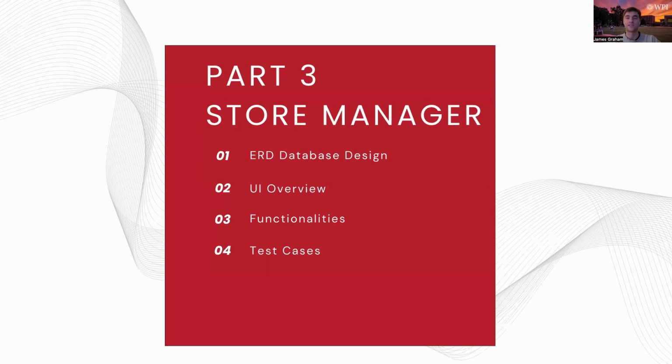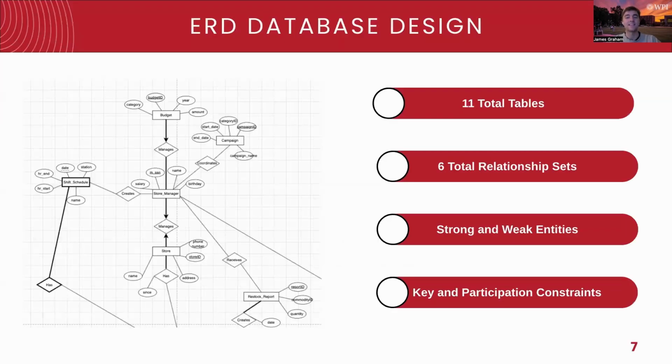So, starting with the database design, this is the part of the ERD which covers the store manager role. In total, there are 11 tables, of which 6 are relationship sets, meaning the other 5 are entity sets. These tables are mainly strong entities. However, we do have a weak entity on the far left of the diagram, shift schedule.